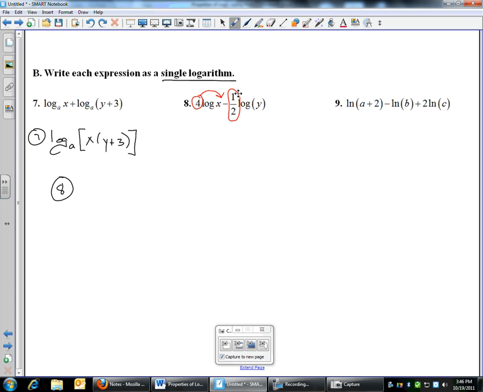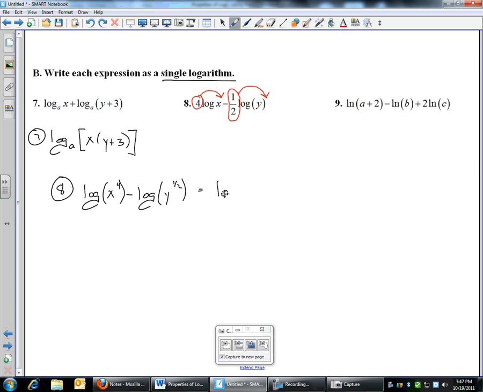So 4 needs to come up as an exponent. 1/2 needs to come up as an exponent. I'm going to rewrite that as log x to the 4th minus log y to the 1/2. And make those coefficients exponents. Then if we are subtracting 2 logs, you can combine that with subtraction.